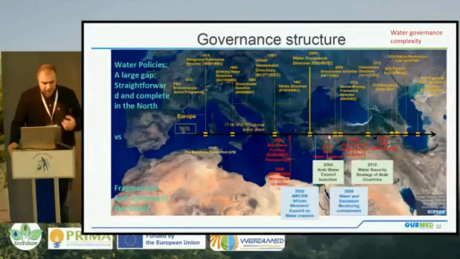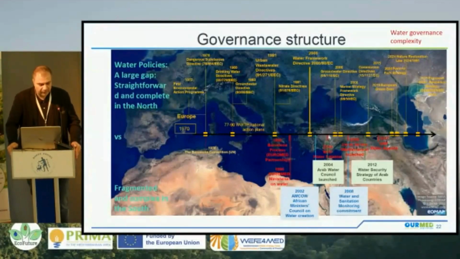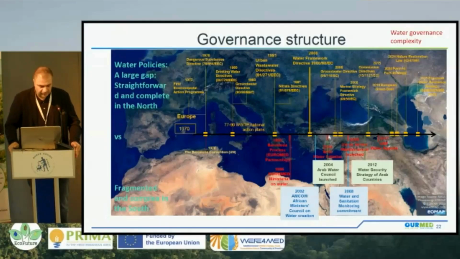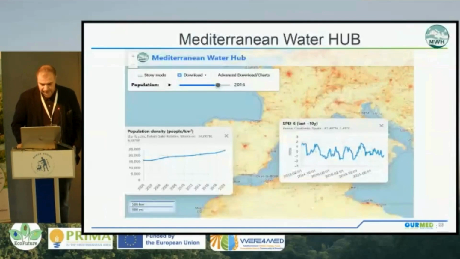The next one also illustrates clearly that the Mediterranean is unique, as we have the north and the south in the same region. Even though both shores started early with the Barcelona Convention and the first environmental action program, in Europe, with European enforcement, they have very complete, very straightforward policy. However, the south suffers a little from fragmentation, and this is reflected also.